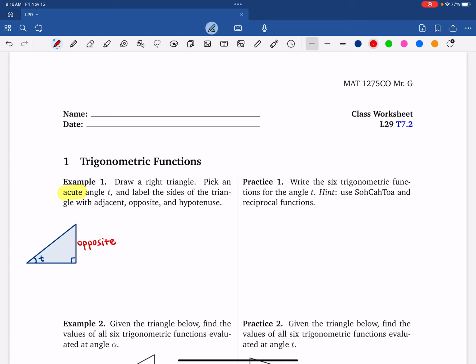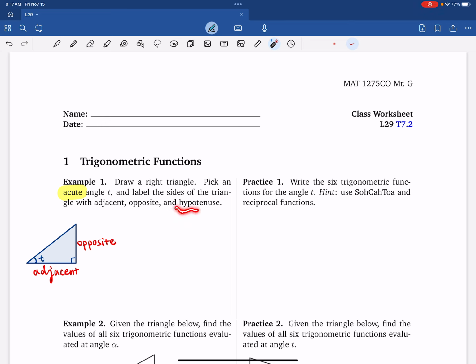Okay, and then the other side, the other leg, has to be the adjacent. So technically, there are two sides adjacent to angle T, right? One is this side, that's adjacent. The other one is this side. So why do we label this side? Is because opposite and adjacent, they are the two sides that form 90 degrees.